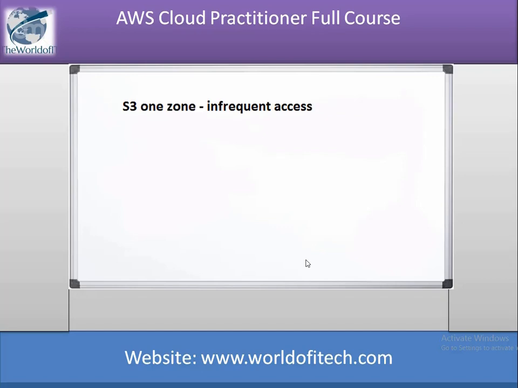S3 One Zone-IA, infrequent access. This storage class is used by the user when data is accessed less frequently, but requires fast access when needed. It costs 20% less than the Standard-IA storage class because it stores data in a single availability zone, unlike all other storage classes. It is cost-effective storage and a good choice for storing backup data.